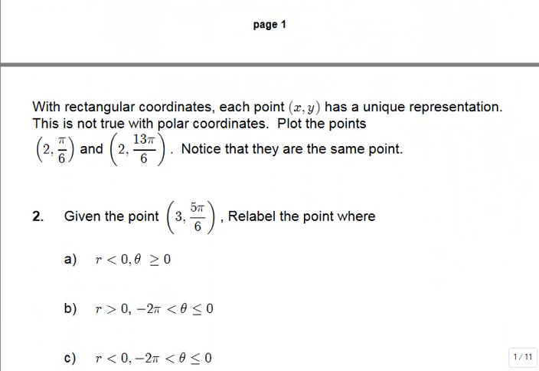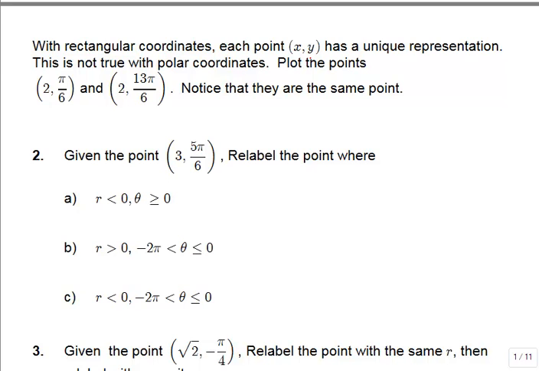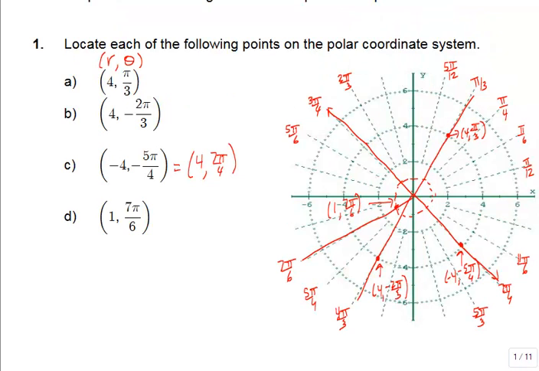With rectangular coordinates, each (x, y) has a unique representation. So every (x, y) is exactly one dot on our Cartesian coordinate system. This is not true with polar coordinates. For example, if we plot the point (2, π/6) and (2, 13π/6), let's see what happens. So I'm going to go back to my grid up here. (2, π/6) would be along this ray right here going at a distance of 2. So it would be right here.